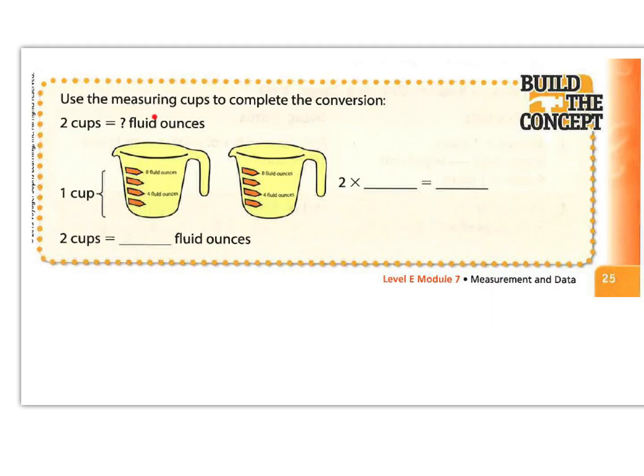This says, use the measuring cups to complete the conversion. 2 cups equals how many fluid ounces? Well, we know that 1 cup equals 8 fluid ounces. So we're going to do 2 times 8 to get 16. Because 1 cup is 8, another cup is 8, so 2 times 8 is 16 fluid ounces.